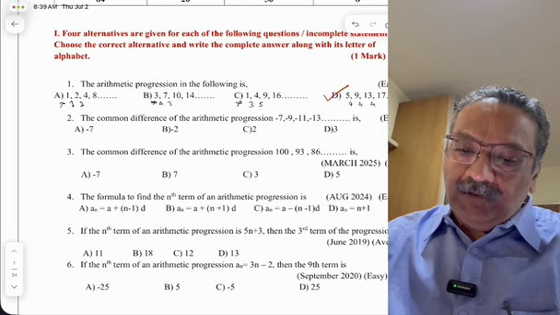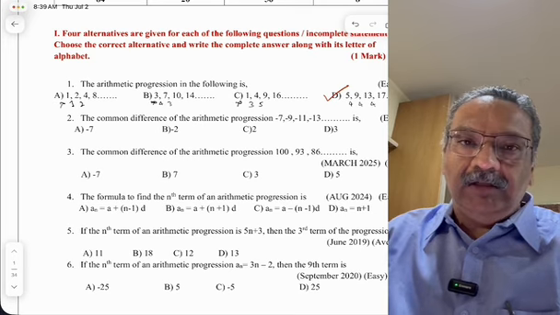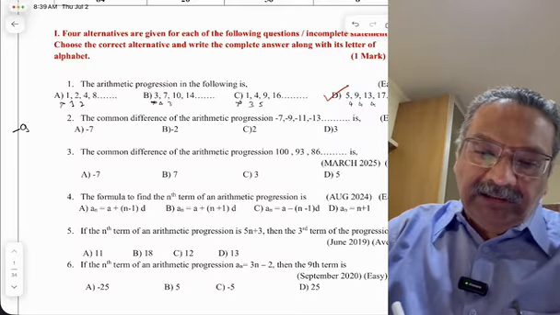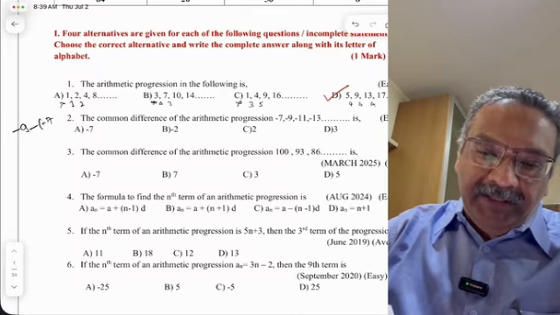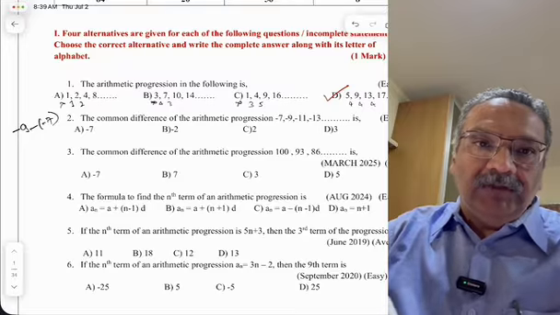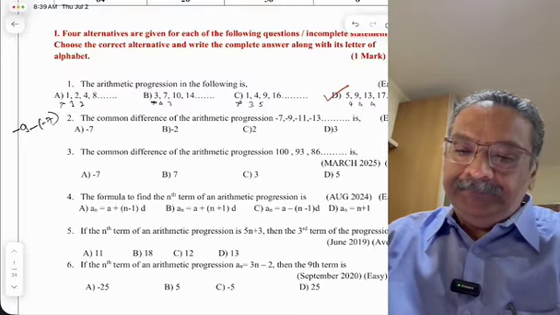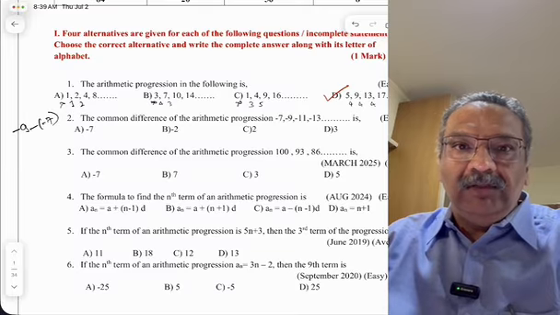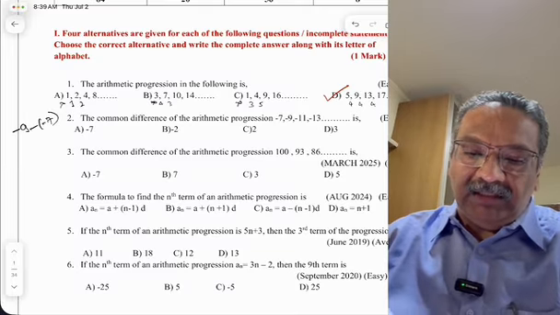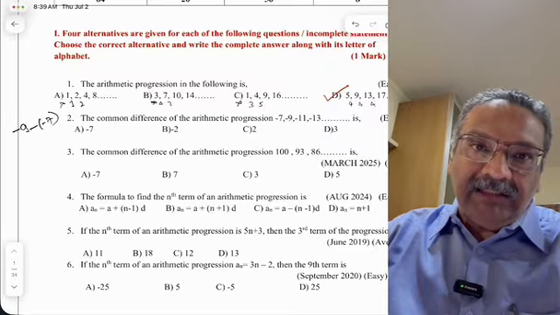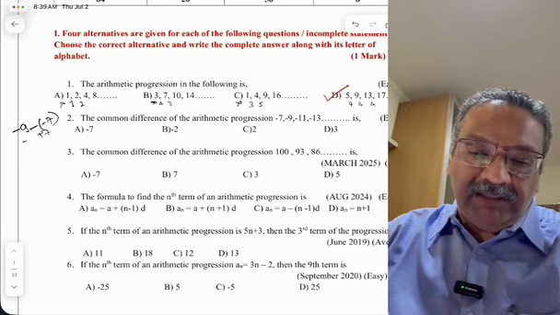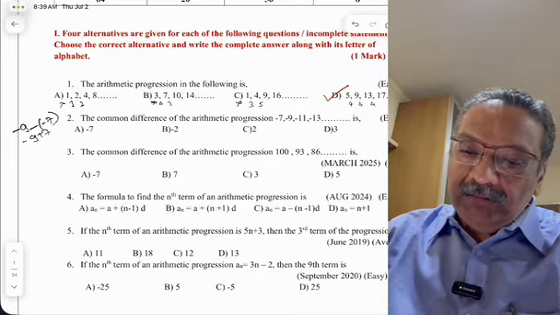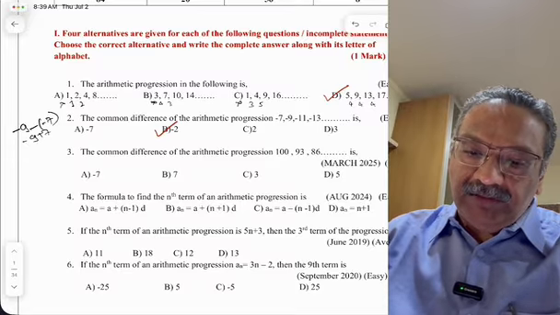Next question. The common difference of the arithmetic progression. Common difference D is equal to A2 minus A1. So second term minus first term, -9 minus of -7. Here students you have to be very careful. Many students see -7 and -9 and hurriedly tick 2. So here it is -9 minus of -7 which becomes +7. So -9 + 7 is -2. Be careful, it is -2 not +2.